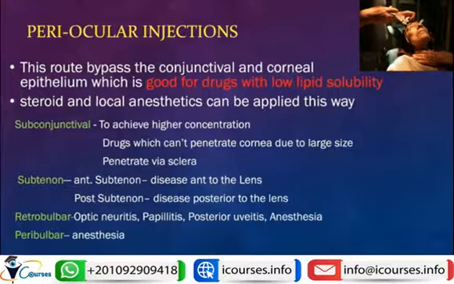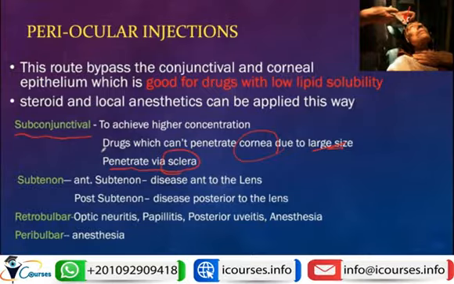There are several drugs that can be administered through this method, including the steroids. The local anesthetics, as you can see here, can be applied this way. For example, the subconjunctival injection leads to achieving a higher concentration of drugs that cannot penetrate the cornea due to their large molecular size. As I told you, penetration through the sclera is easier, so this will result in increasing the concentration of the drug.